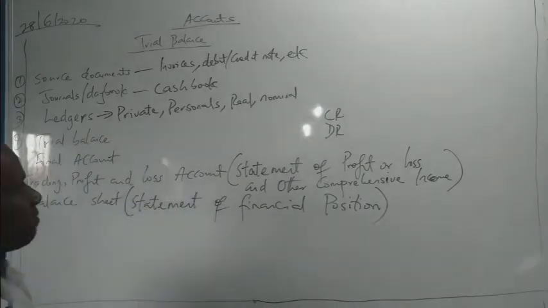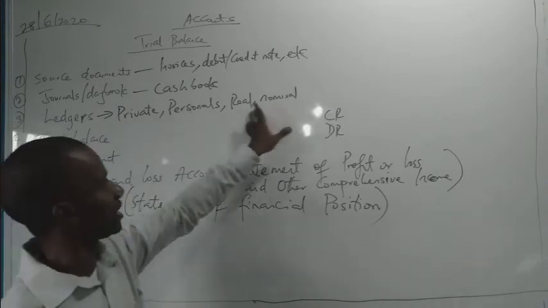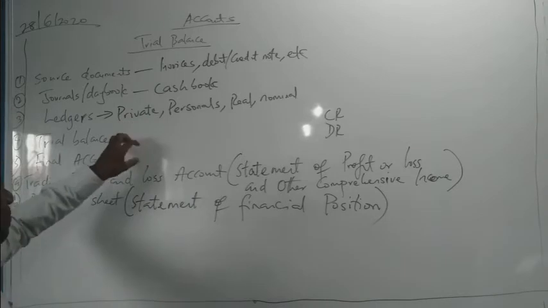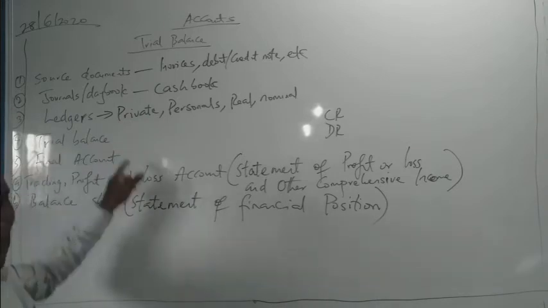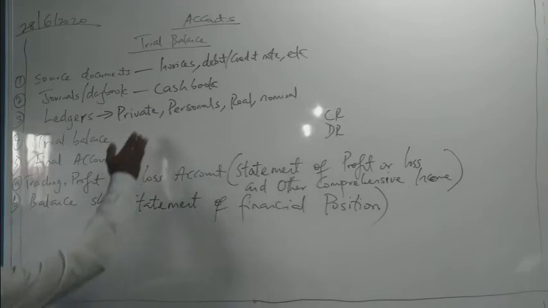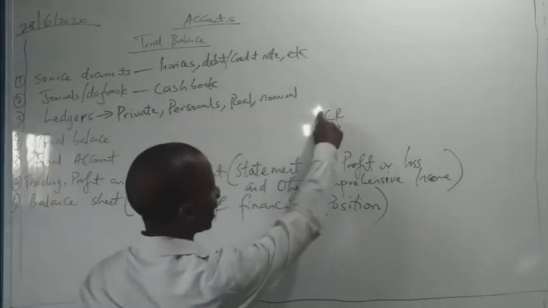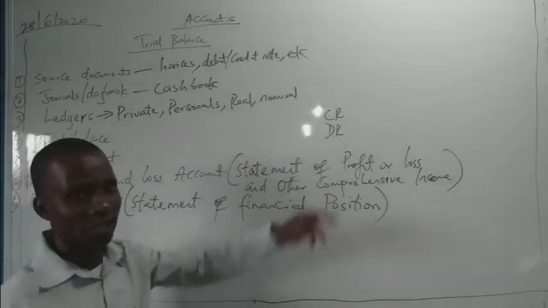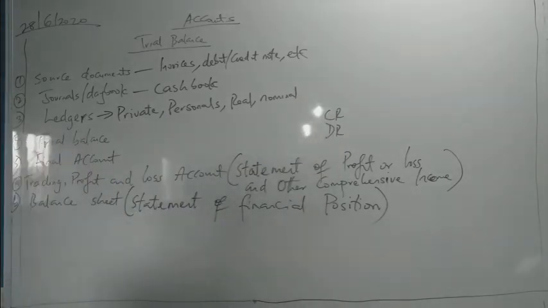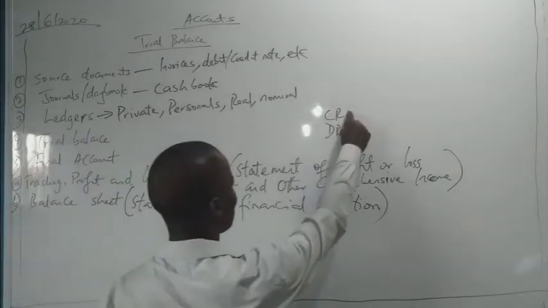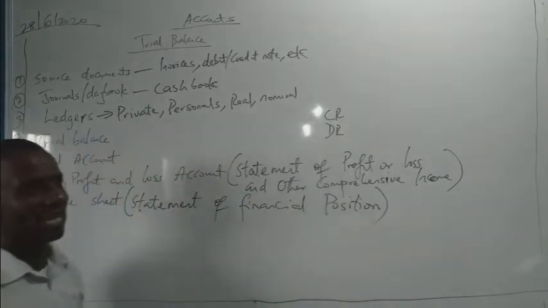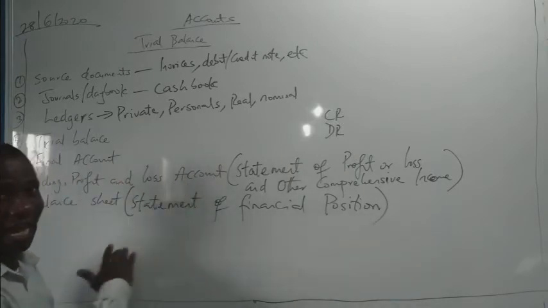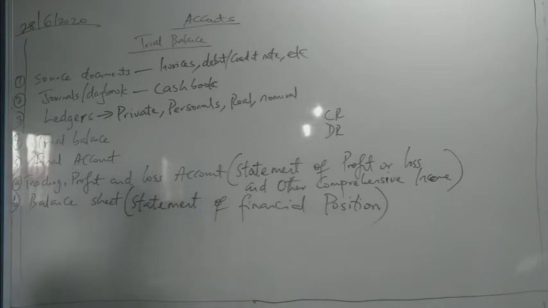Now, what is the essence of the trial balance? All these ledgers, which comprise different accounts, their debit and credit balances are put in the trial balance. And why do they do that? To check that the credit balances must of necessity be equal to the debit balances. Why do they say so? If the credit balance is not equal to the debit balance, that means the basic principle, which is double entry, has not been obeyed. So always take note.